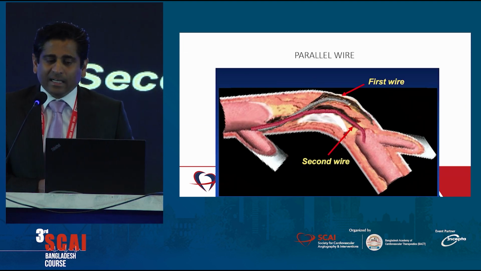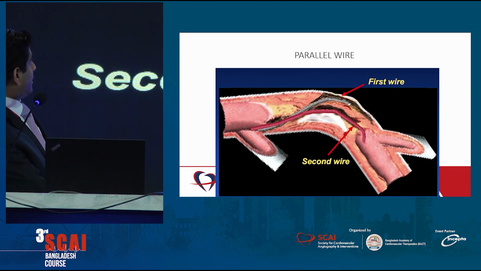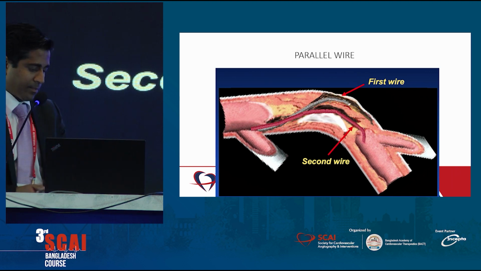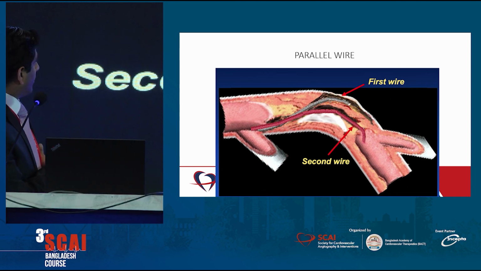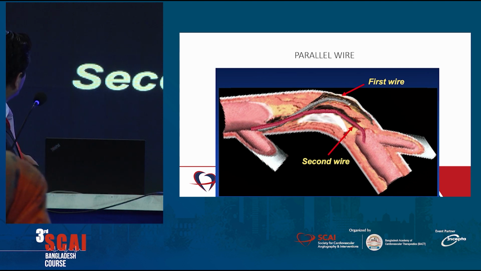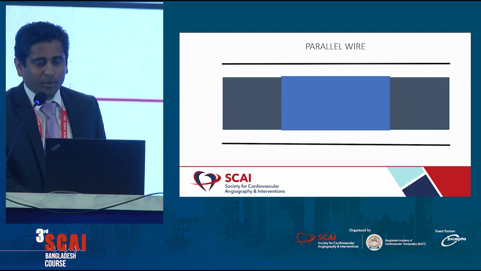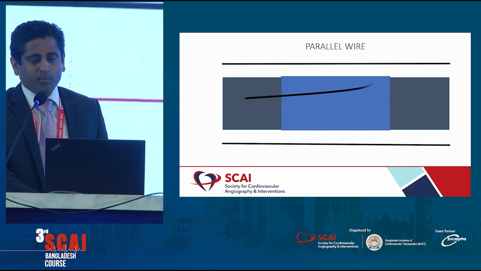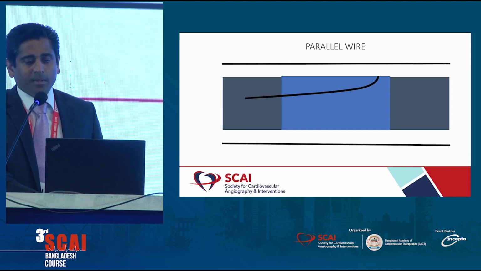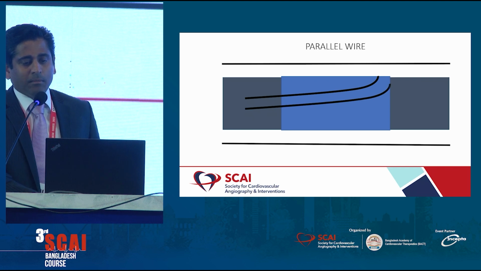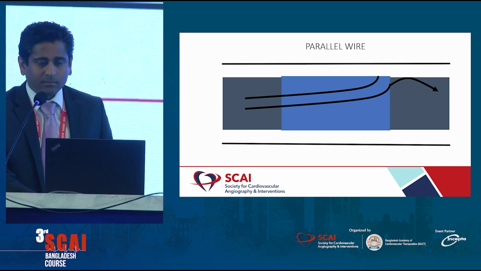So parallel wire is basically where the first wire goes subintimal. Then you use that as a landmark to try and redirect your wire. If you do a schematic here, let's say the wire goes more towards the subintimal side. You take a second wire, use it as a landmark, and then try and re-enter. So I'll show you a case.